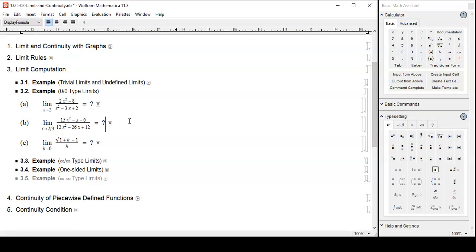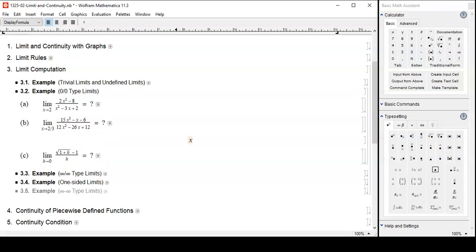Okay, how about the next problem here? Well, looks like this problem is more intimidating because we have much more complicated figures, but still, you can factor these. Factor the numerator and factor the denominator, and look for the common factor. Here's a hint. X is going to 2/3, so 3x minus 2 must be a common factor. You see, this one goes to 0 when x goes to 2/3. If you plug in x equal to 2/3 and do your computation, you're going to get 0 over 0.